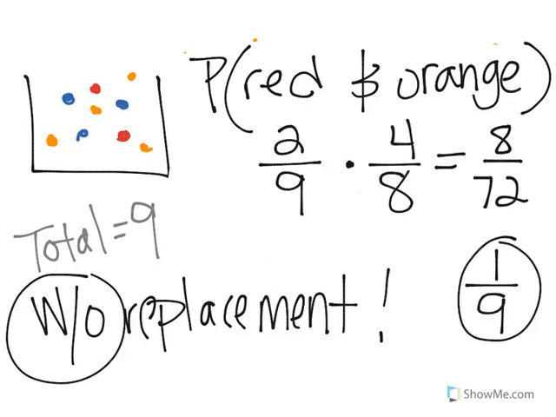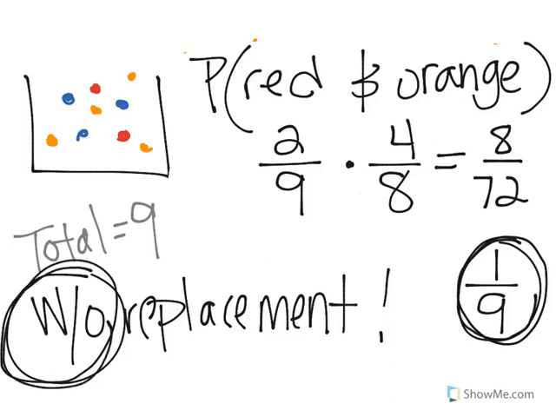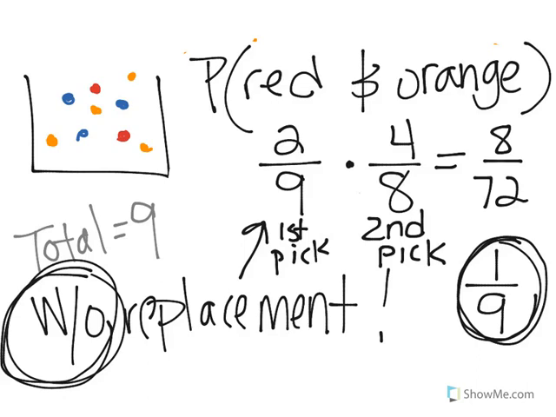Ready? Go. You should have ended up with 1 over 9 for your final answer after you simplify. Now remember, without replacement. So you start out with 9 on the first pick, and there are 2, of course, that are red. Then you don't put it back in, so you end up with 1 less in the total: 8 for the total on the second pick. But there are still going to be 4 orange in there, because if the first marble was a red, that means there's still the original number of 4 orange marbles. You multiply and simplify, and you get 1 over 9.